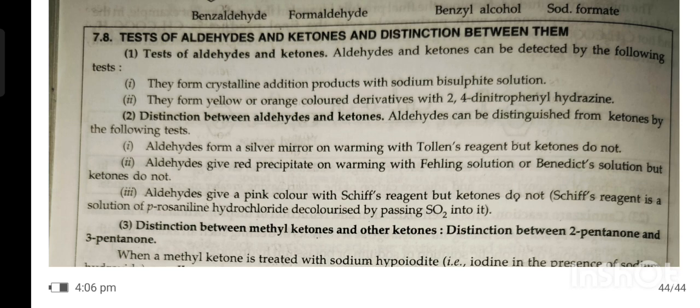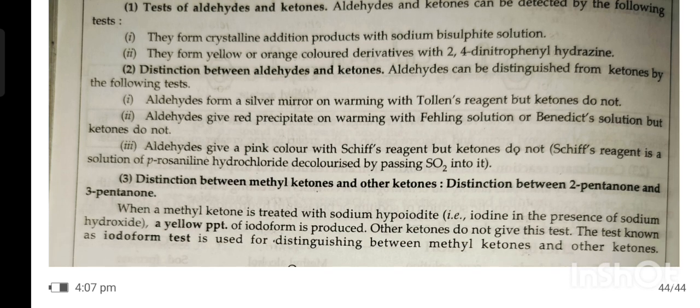Aldehydes form a silver mirror on warming with Tollens reagent but ketones do not. Second, aldehydes give a red precipitate on warming with Fehling solution or Benedict solution but ketones do not. Aldehydes give a pink color solution with Schiff's reagent but ketones do not. Schiff's reagent is a solution of para-rosaniline hydrochloride decolorized by passing SO2 into it.